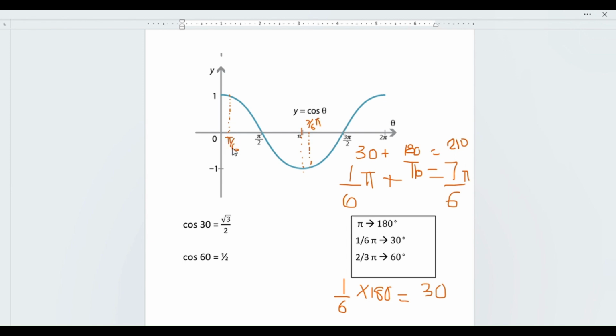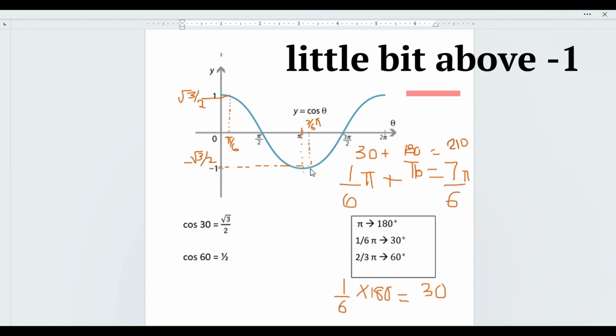And since this is 30 degrees, and over here, if you match up, this is going to give me under root 3 over 2. And the cos graph is symmetric. So 7 over 6 pi basically is going to give me over here negative under root 3 over 2. If I just look at the graph, I can see that this comes in the negative portion. Let me say this lands here. This is a little bit above. So this is going to give me negative root 3 over 2.